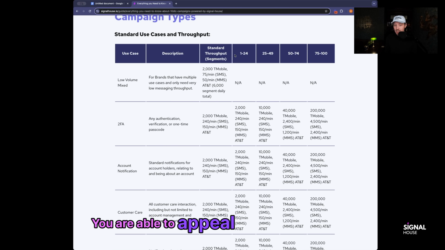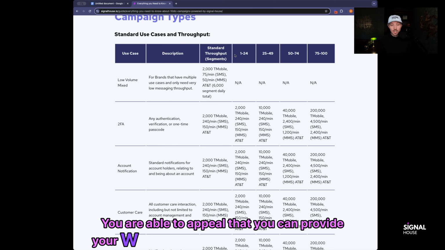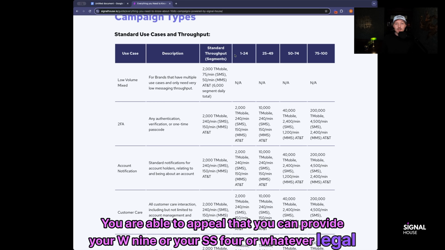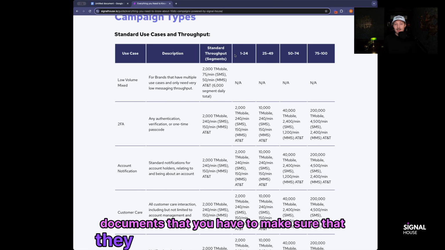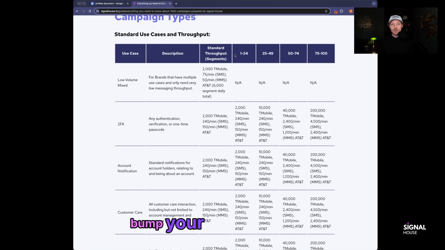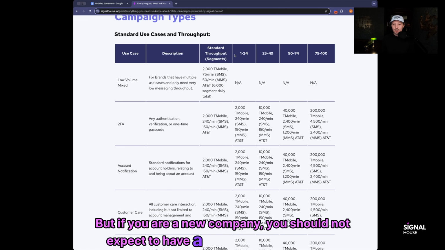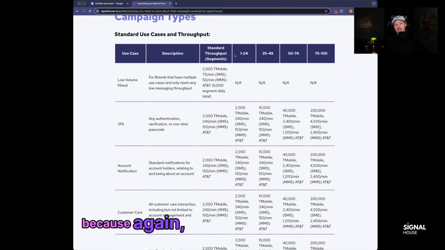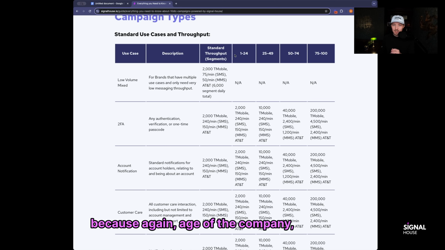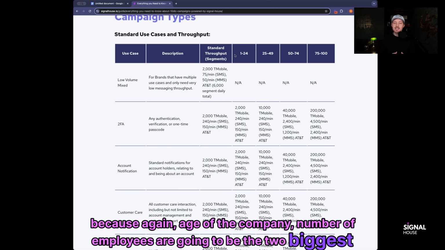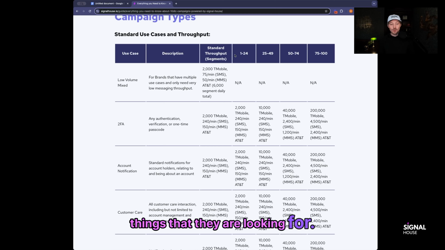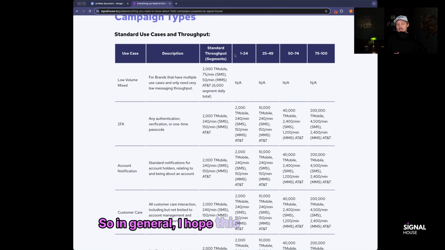You are able to appeal that. You can provide your W-9 or your SS-4 or whatever legal documents that you have to make sure that they have the right information. That should bump your score up a little bit. But if you are a new company, you should not expect to have a score that is super high because, again, age of the company and number of employees are going to be the two biggest things that they are looking for. So in general, I hope this was super helpful.